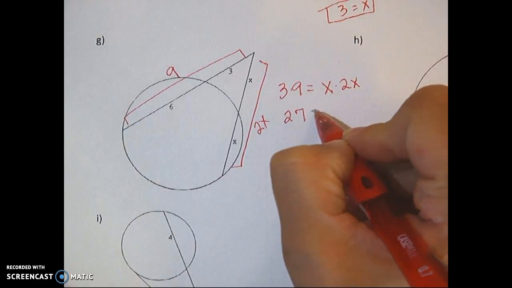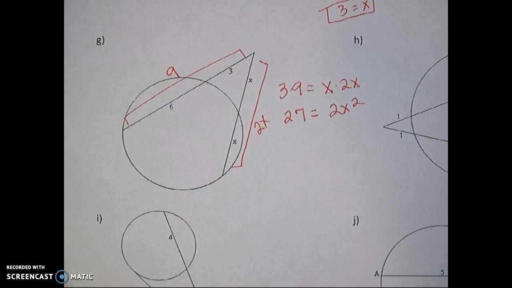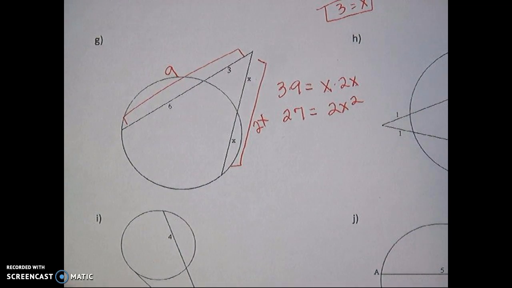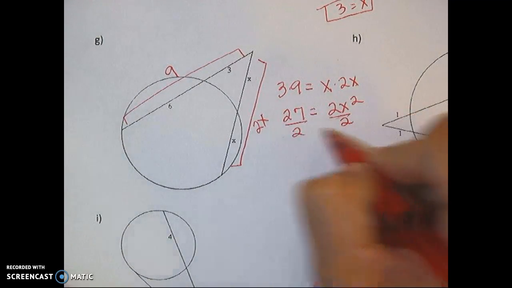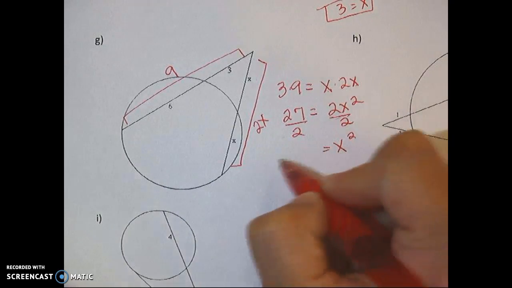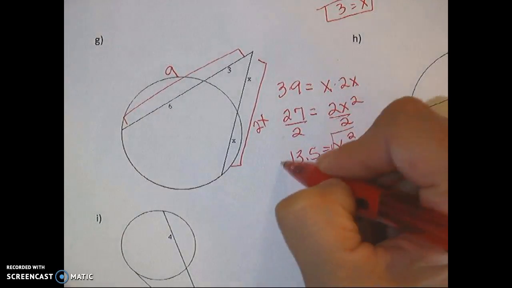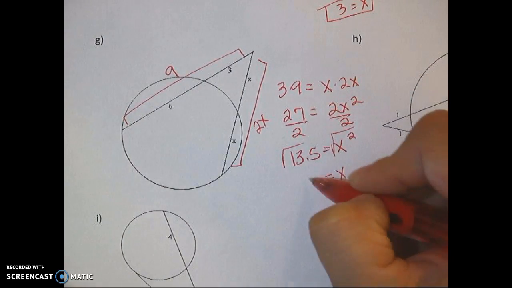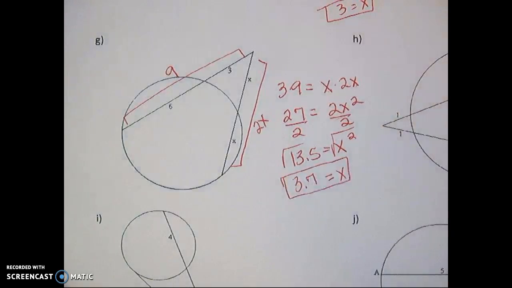3 times 9 is 27. X times 2x is 2x squared. You multiply the coefficients, multiply the variables, and then I still have to get x by itself, so we're going to divide both sides by 2. You get x squared equals 13.5. And then when you have that squared, you're going to take the square root. You get x equals about 3.7. You can do that in your calculator.